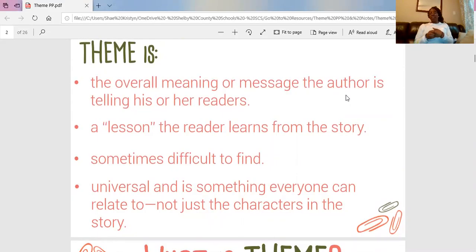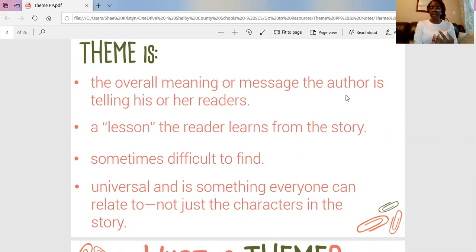Hey everybody, we're going to be talking about theme today. We're going to use our strategy, C.A.R.E., to learn how to identify theme, the overall message that the author is trying to tell the reader. So that is the lesson or the moral of the story, what we've learned it as before in class or just in the past in third grade.